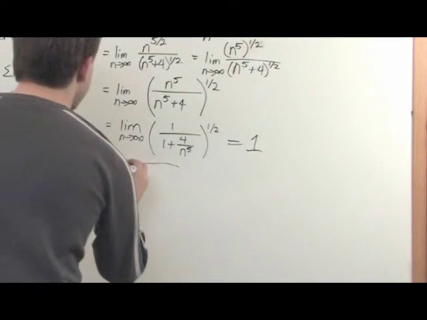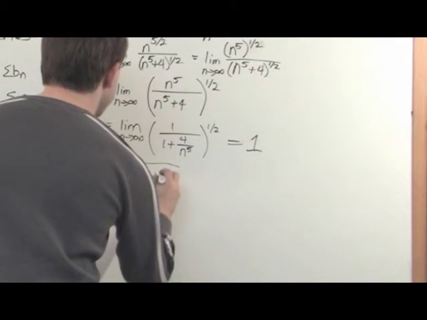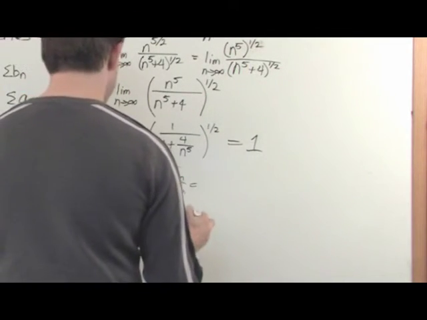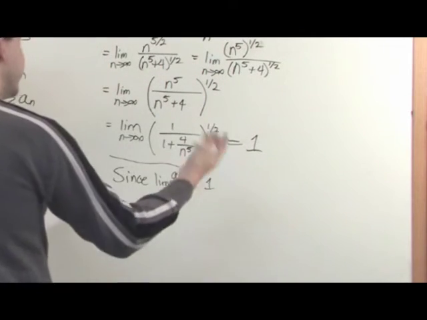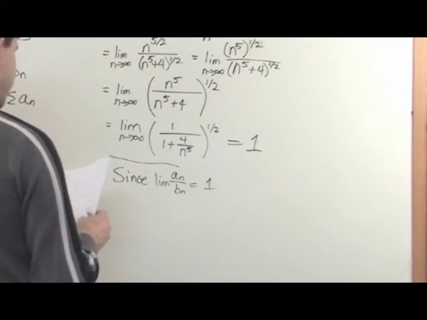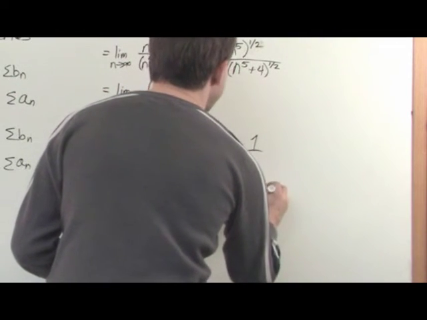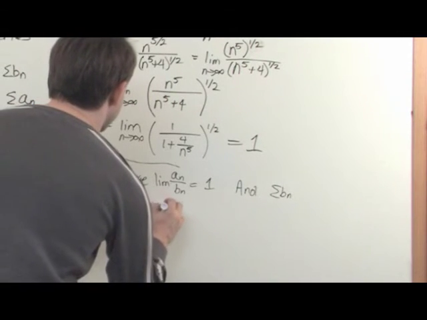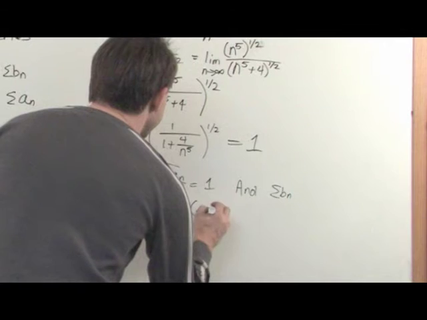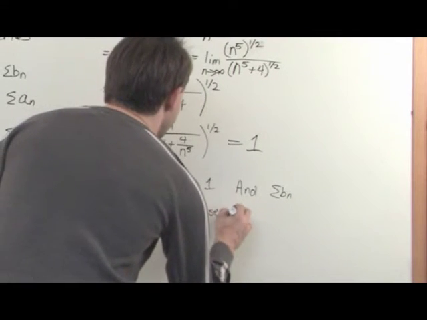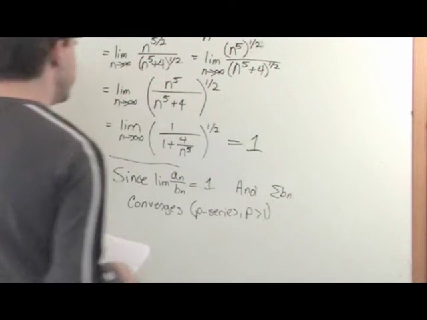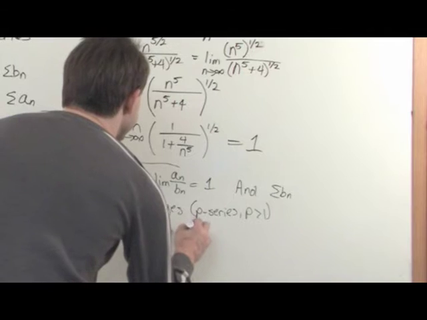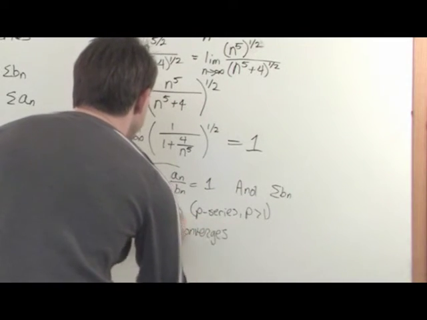The way you would write it down, if I were actually writing this on a test, is I would say since the limit of a sub n over b sub n is equal to 1, which is a constant greater than 0, which is what's stipulated in part A, and we know that b sub n converges because it's a p series with p greater than 1, and that's when a p series converges, then we have proven that a sub n converges.